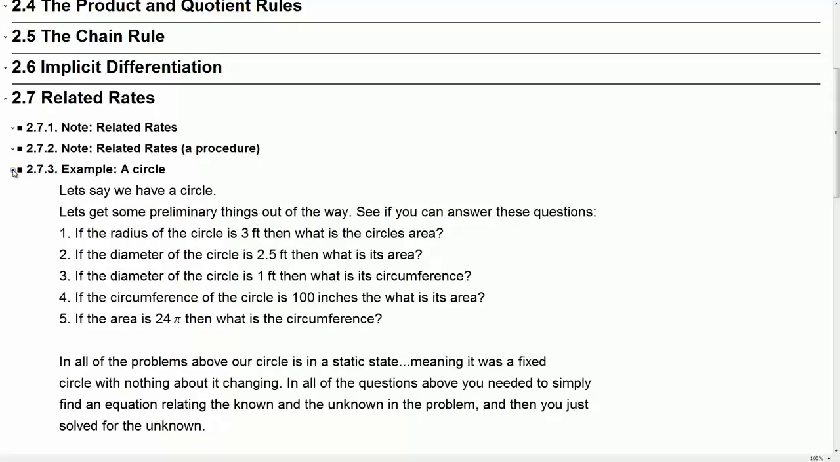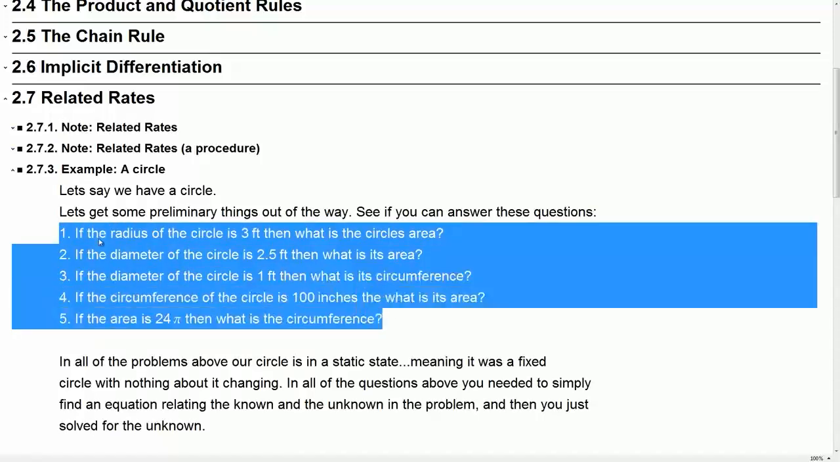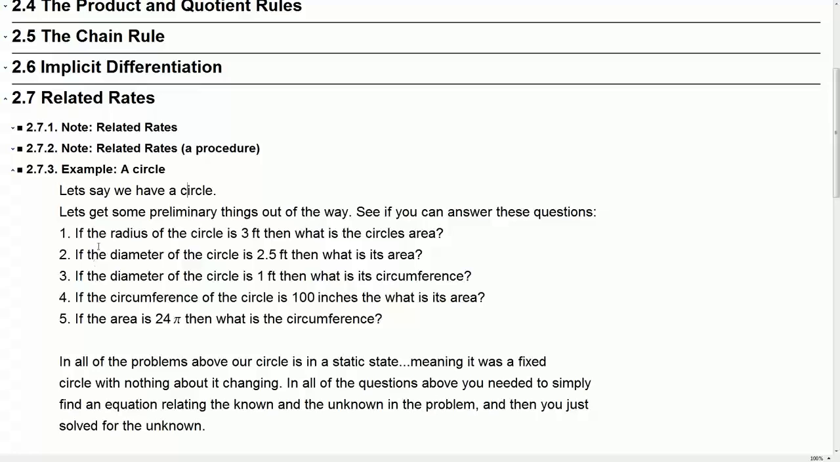So before I begin getting too deep into this, let's just say that we have a circle. I want to make sure you understand that these are the things that I expect you should be able to do coming into this class. If somebody gives you the radius of the circle, then to ask what the area is, you need to know the area of a circle formula, and it's pi r squared. So you should be able to compute the area given the radius. If I give you the diameter of the circle, then you should also be able to get the area because you know that the diameter is twice the radius.